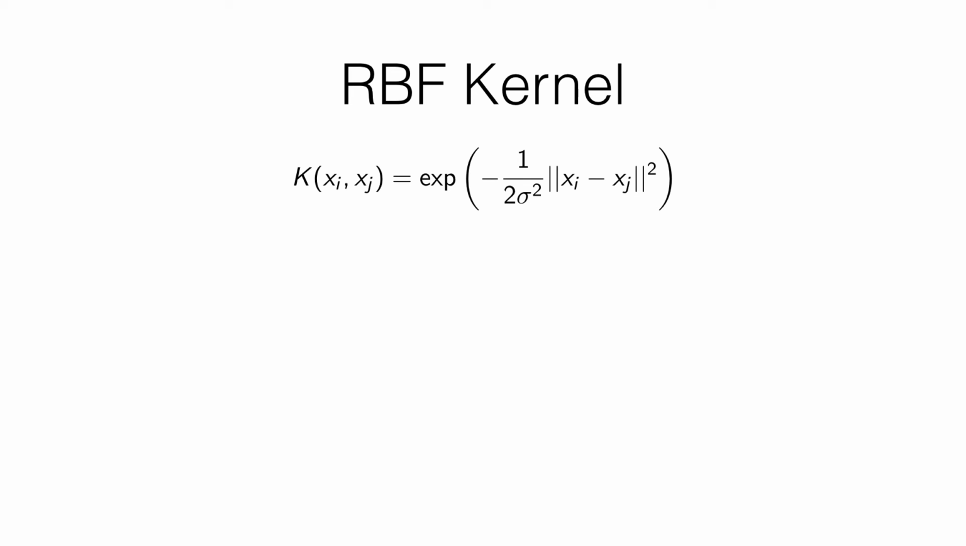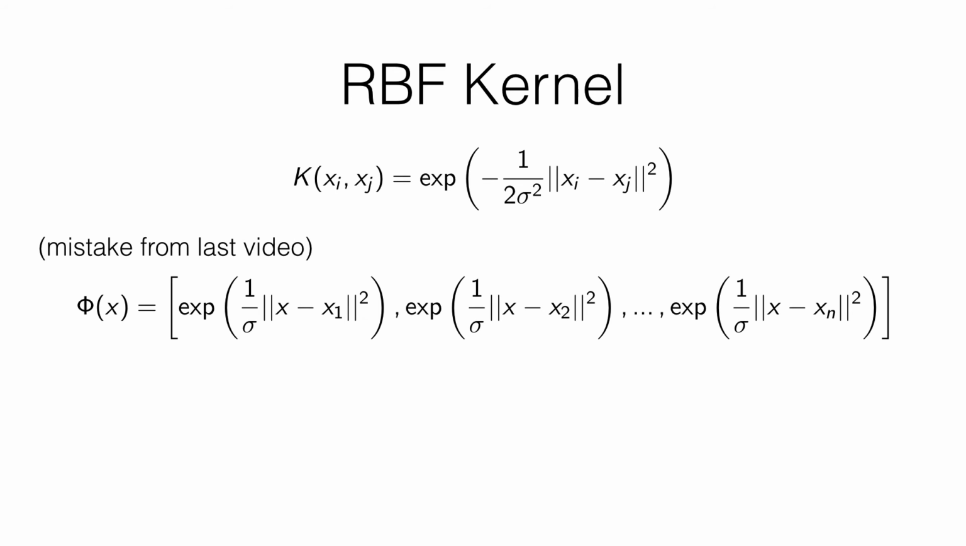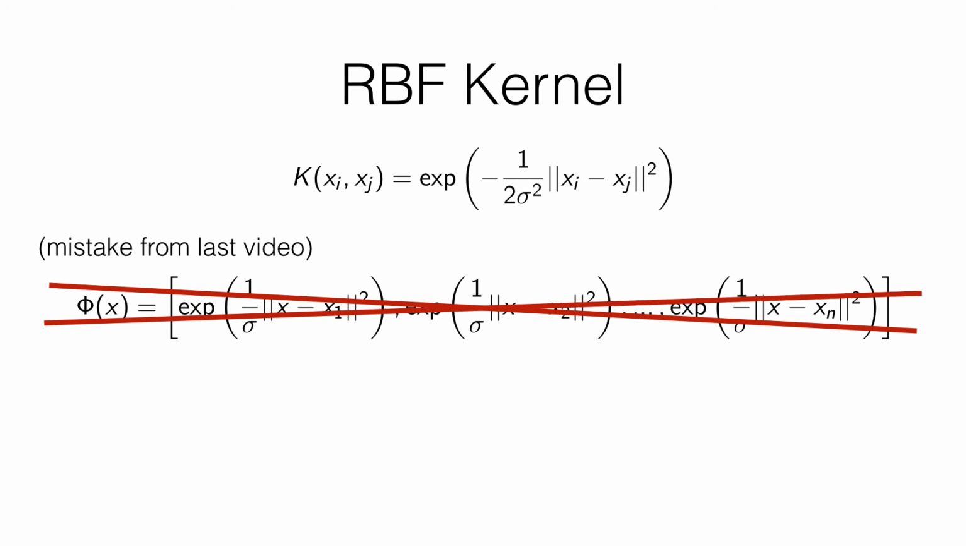So this is actually the kernel, and this is a little bit different than what I showed you in the last video. There was a mistake in the last video where I wrote this out as if this were the feature map for Gaussian RBF, and it's actually not. There's actually another mistake in it, which is that I didn't negate the exponent, but this isn't exactly what would get you the kernel function up above.